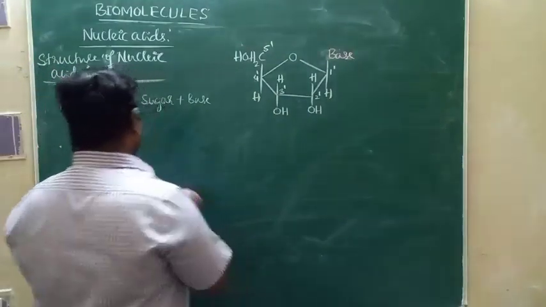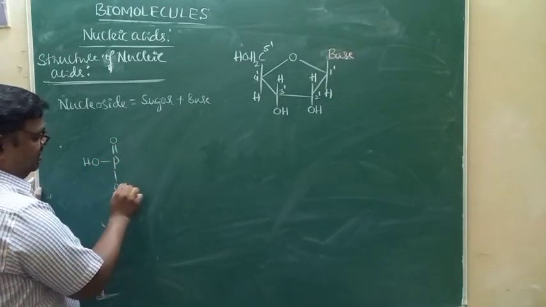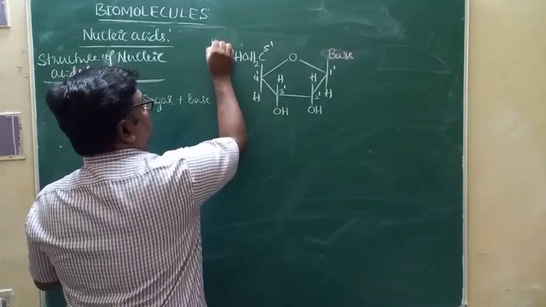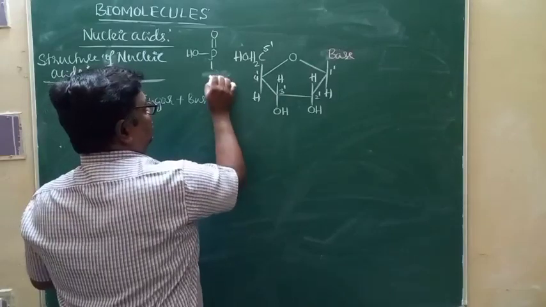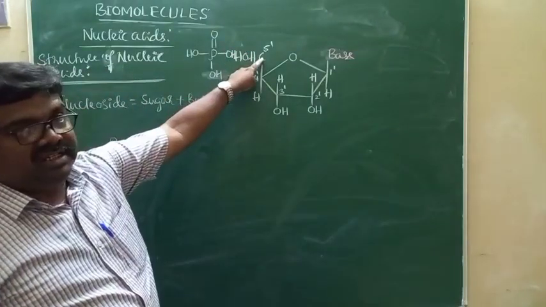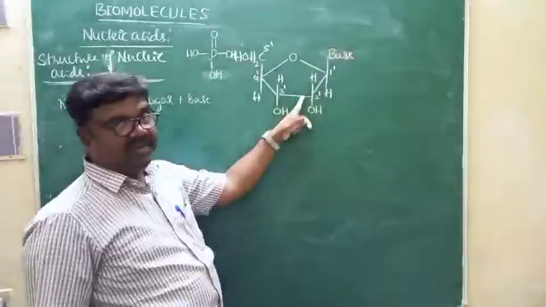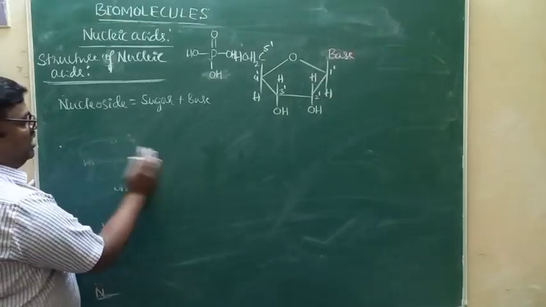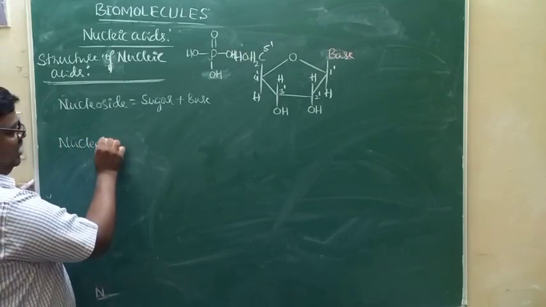Look at this. As I said, nucleic acid is also made up of a phosphoric acid unit. Look here. If phosphoric acid is attached to the pentose sugar at the 5' position, that is, if phosphoric acid is attached to the 5' position of the nucleoside, then you are going to get one more type of substance, a chemical compound, what we call a nucleotide.